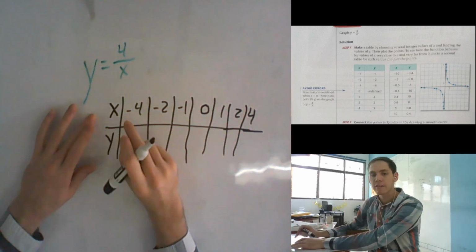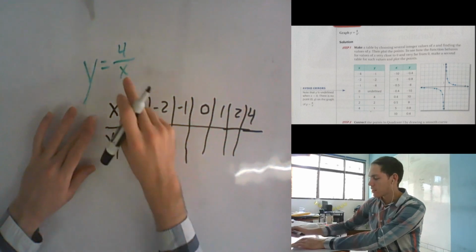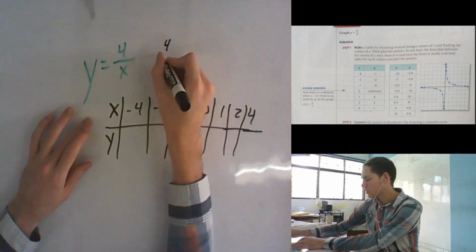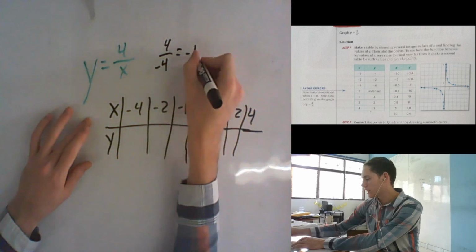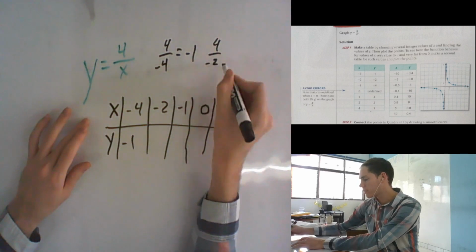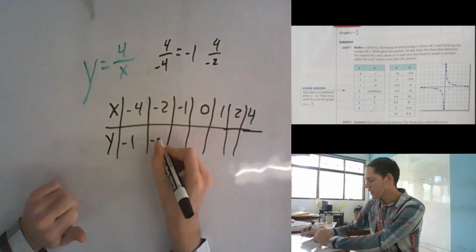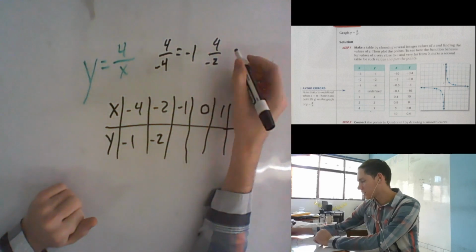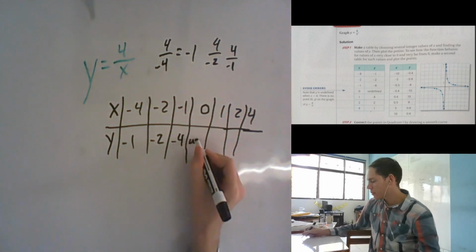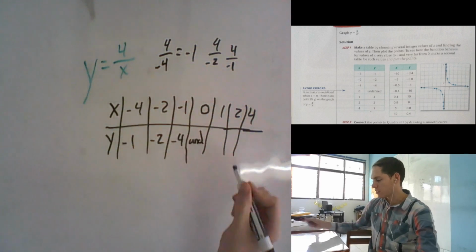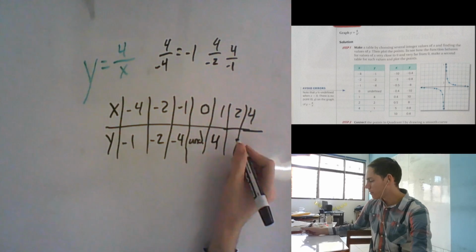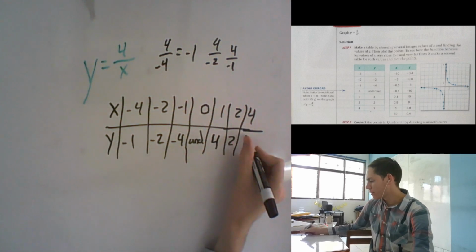Okay, so I'm going to plug in -4 for x. What's 4 divided by -4? Well, that's going to equal negative 1. What's 4 divided by negative 2? Well, that's going to equal negative 2. And then what's 4 divided by negative 1? It's negative 4. 0 is going to be undefined, because we can't put a 0 in the denominator. 4 divided by 1 is just 4. 4 divided by 2 is 2. 4 divided by 4 is 1.